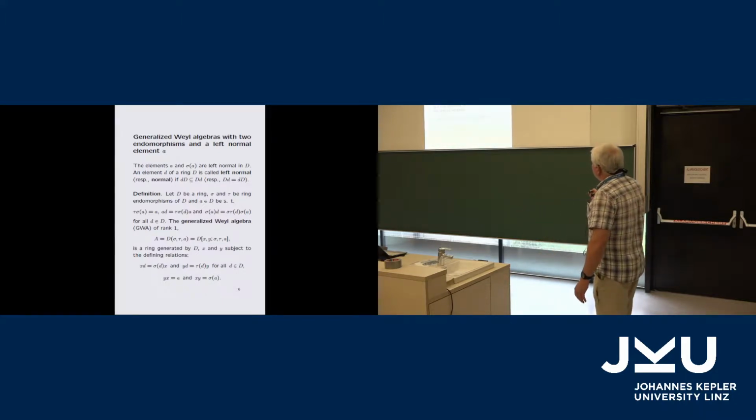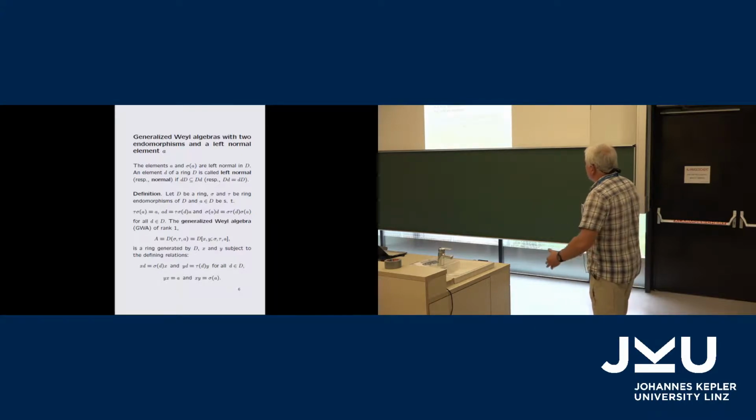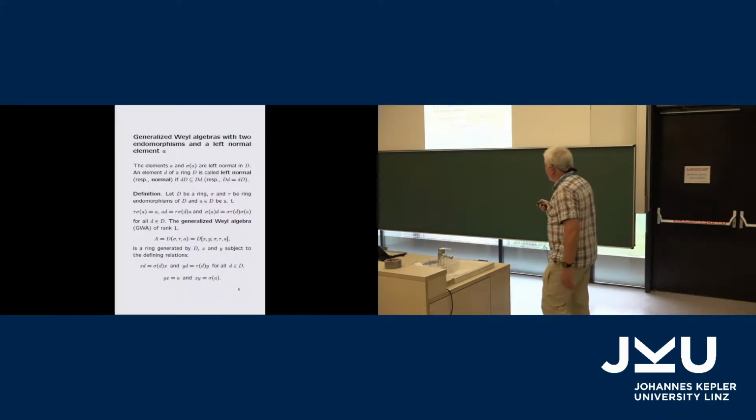Okay, so let me recall the definition of a normal element. When we look at the ring D, an element is called a normal element if this condition holds. It means the left ideal generated by it coincides with the right. Now there is a new definition, the so-called left normal element, which appears naturally. That is the definition you need if you want to introduce generalized Weyl algebras. An element is left normal if the left ideal is also a right ideal. It means this inclusion holds. And a similar story for right normal elements.